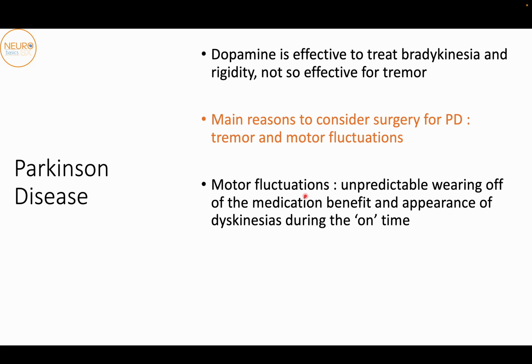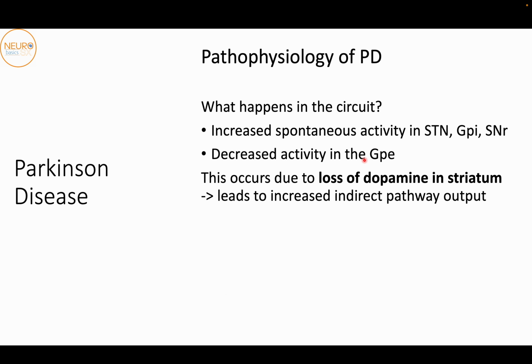Now, motor fluctuations are basically unpredictable on-off times. Your on times become shorter, your off times become longer. Apart from that, you also get dyskinesias. You get some abnormal movements which happen because of extra dopamine which is present. Right, so that's a very good indication for surgery in Parkinson's disease.